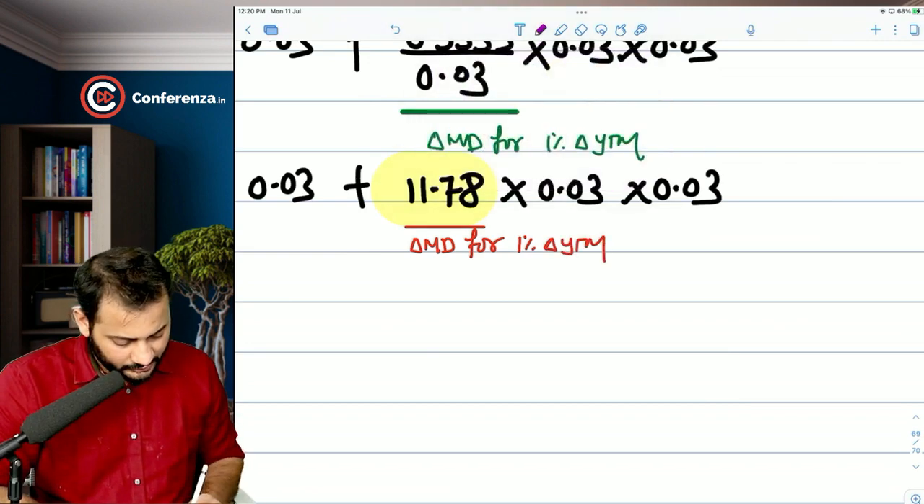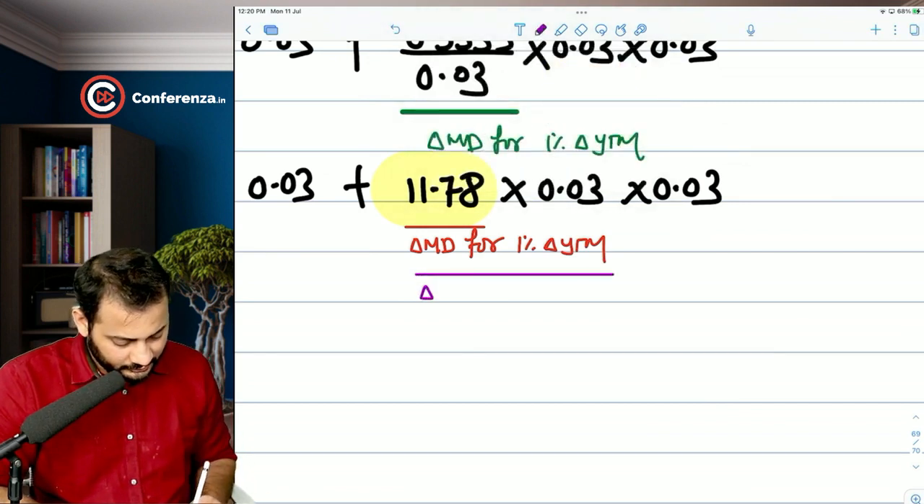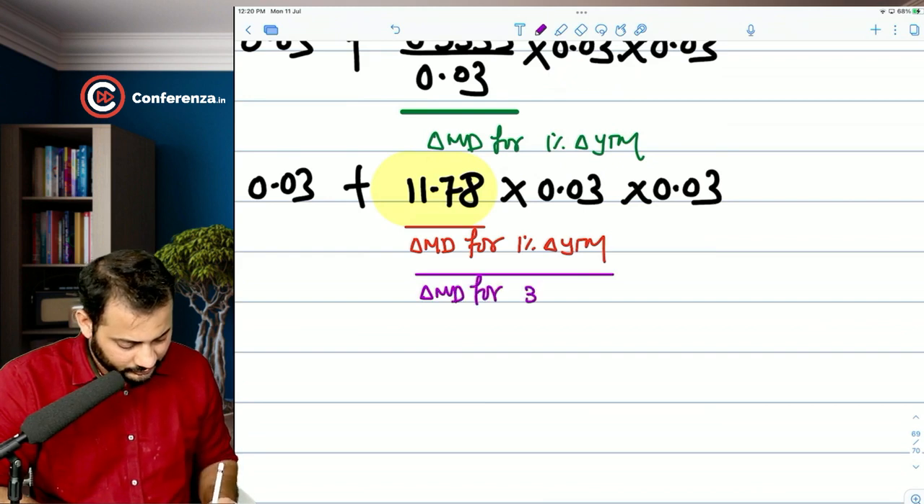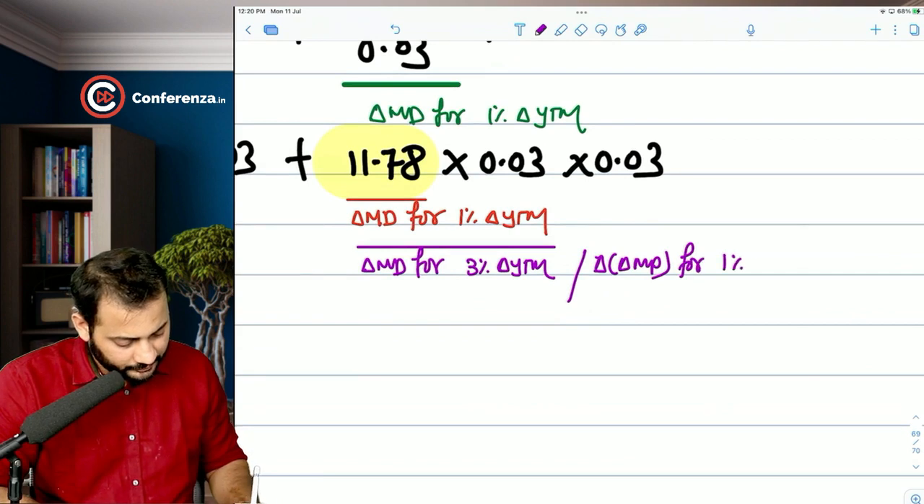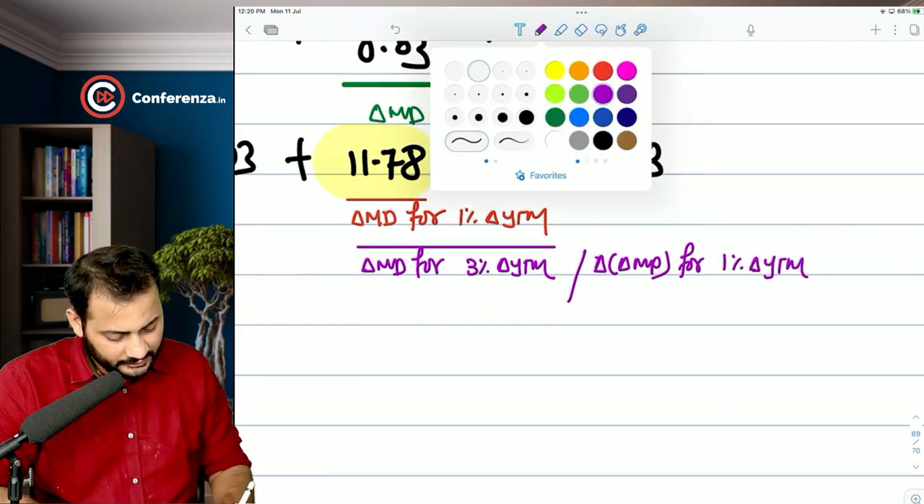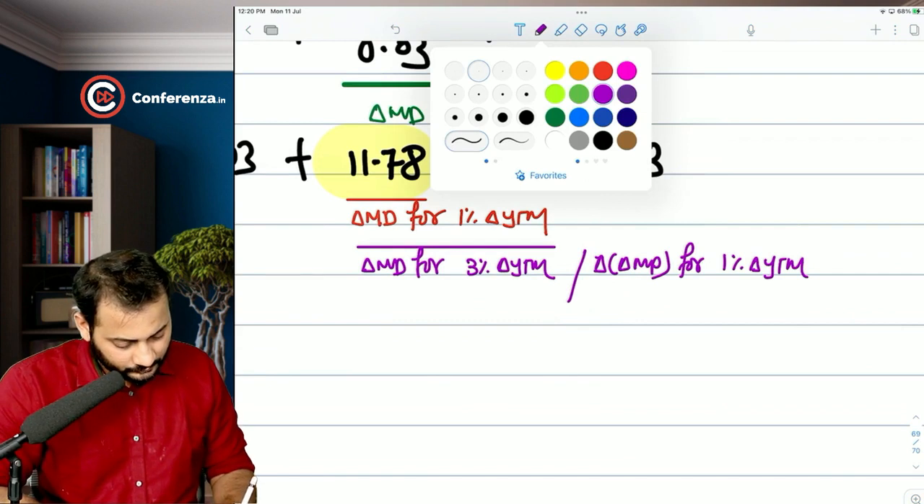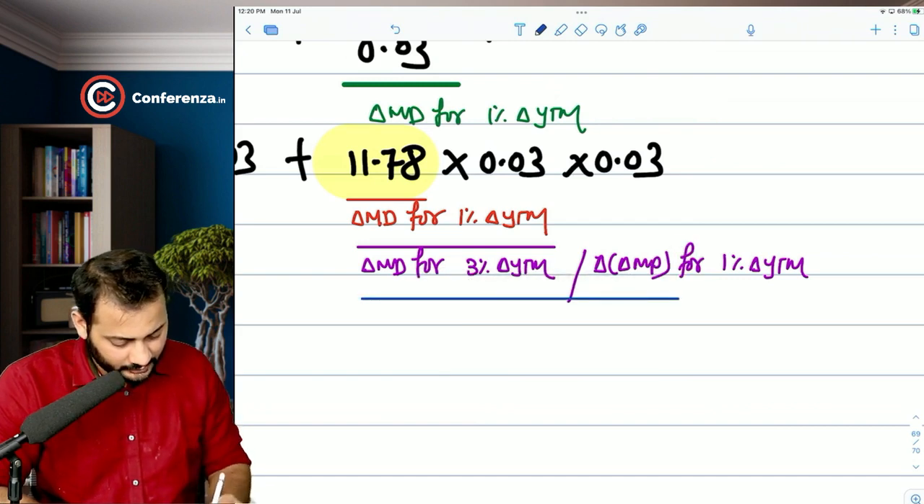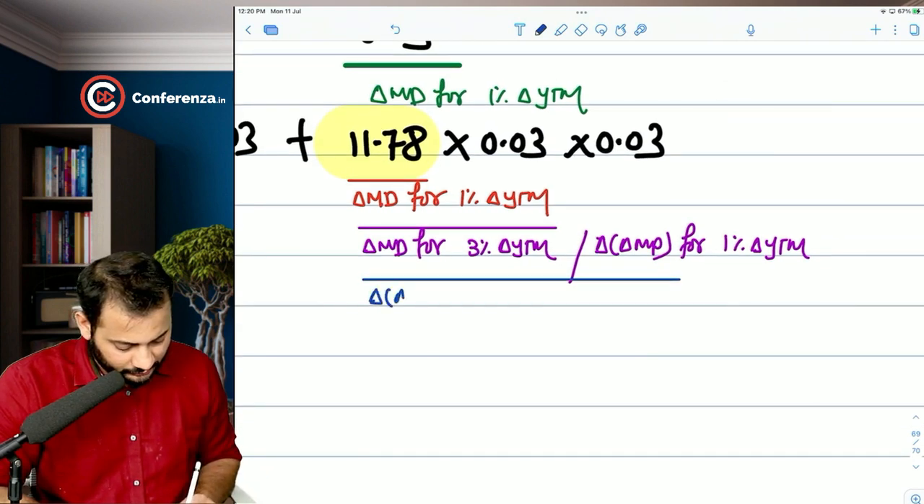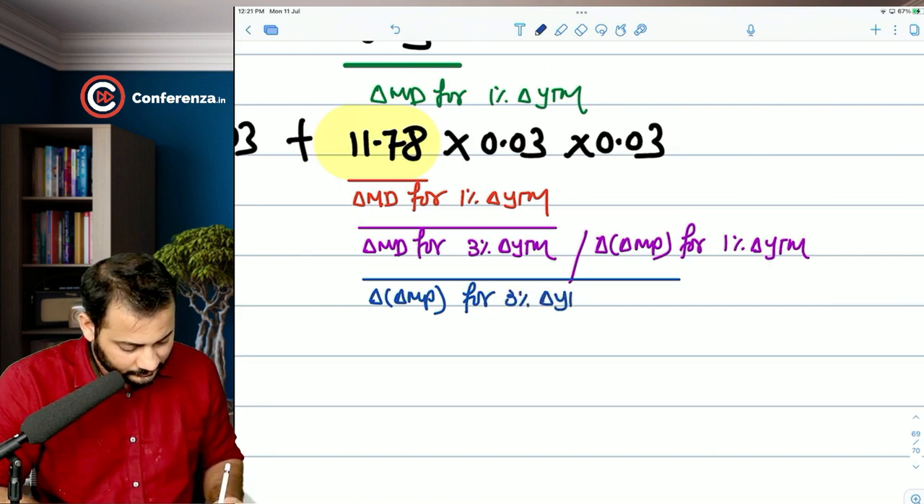Then what do you call this 11.78 into 0.03? You can call it as change of modified duration for 3% change in YTM. In another word, it can also be called as change in market price for 1% change in YTM. And then lastly, what do you call this entire figure from start to the end? This will be called as change in market price for 3% change in YTM.